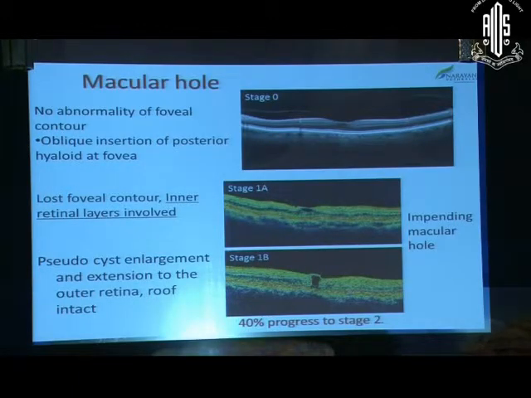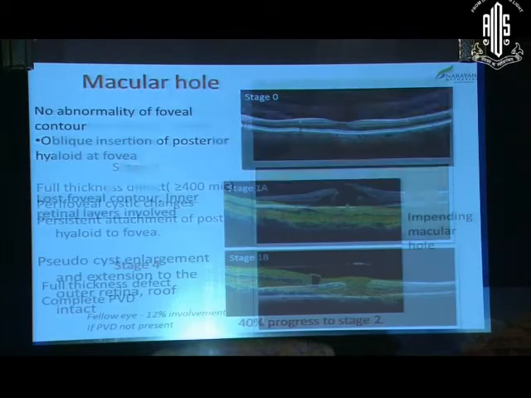So now we'll go to the macular hole. This is stage 0, that is no abnormality of foveal contour. There is just oblique insertion of the posterior hyaloid at the fovea. Stage 1A is where there's a lost foveal contour and inner retinal layers are involved, as you can see here. Stage 1B is when this enlarges and extends to the outer retina, but still the roof is intact. These are known as impending macular holes, and there's a 40% chance of progression to stage 2.